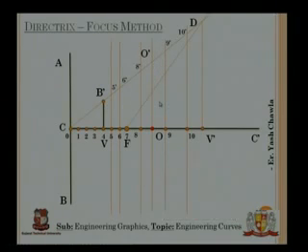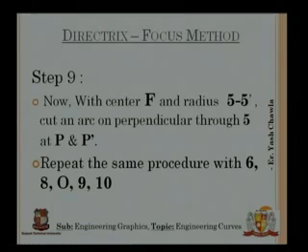Now why is this important? Because I need this distance 5 dash, 6 dash. This distance will be important to me. See, 5 dash, 6 dash, 8 dash, O dash, 9 dash, 10 dash. These distances will be important to me in the next step that I'm going to do.